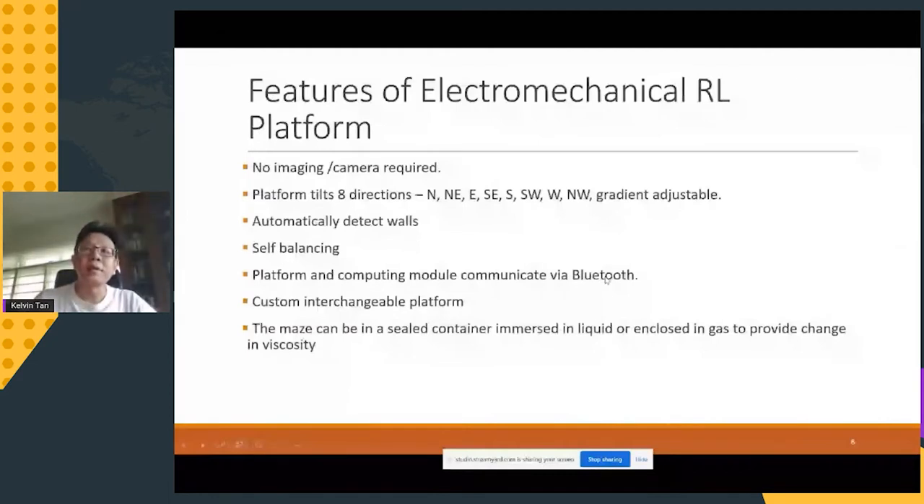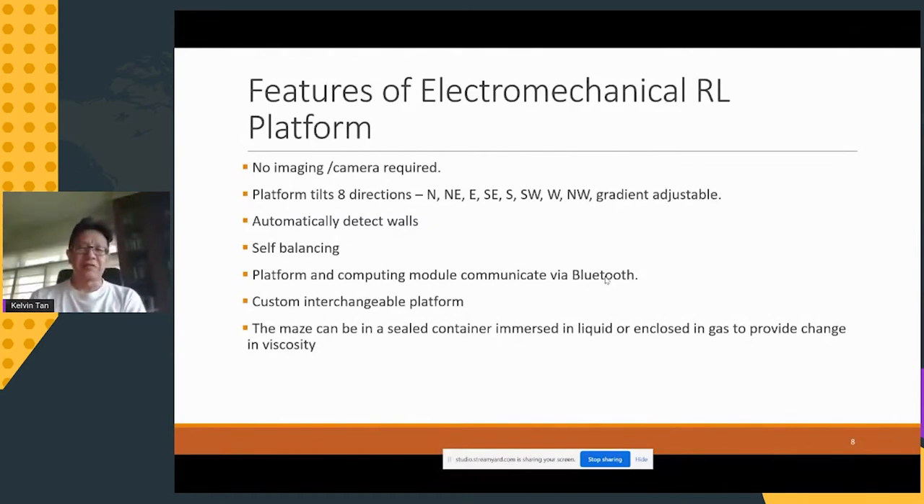Just wondering whether the stage is functioning. Okay. Hi, sorry about that. My screen froze.